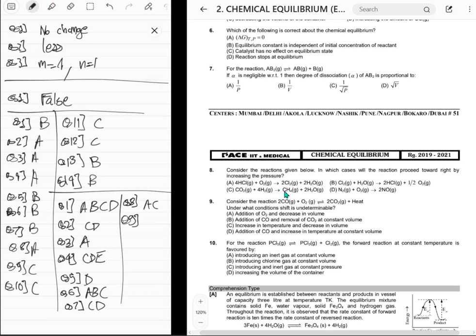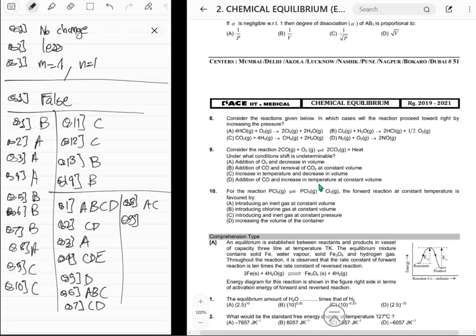Question number 9. Consider the reaction. Under what conditions is the shift undeterminable? Addition of O2 and decrease in volume. Well, if you add O2, then this goes to the right, and decrease in volume means an increase in pressure instantly, and increase in pressure favors the forward reaction. So both favor the forward reaction. So A is not the way to go.